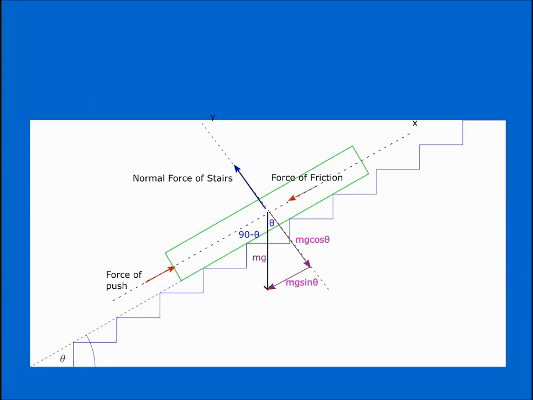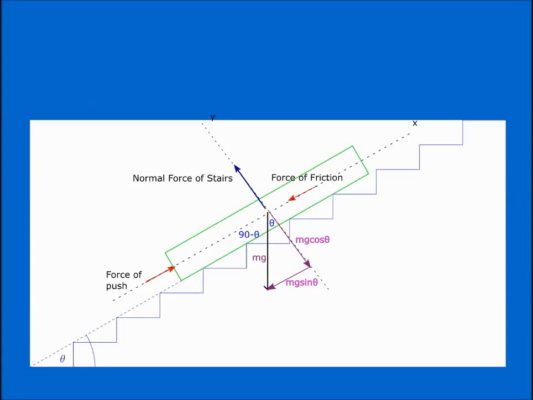Since the y component is adjacent to the 30-degree angle, we will use cosine to find the y component, and it's mg cosine theta. The x component is opposite to the 30-degree angle, so we use sine, and that component is mg times the sine of theta in the negative x direction.